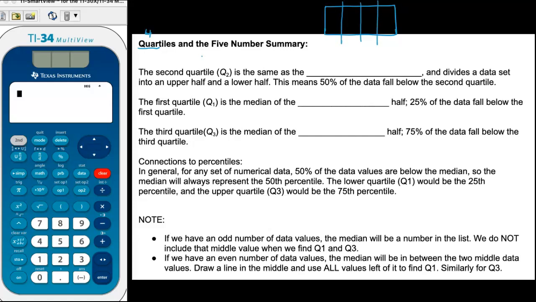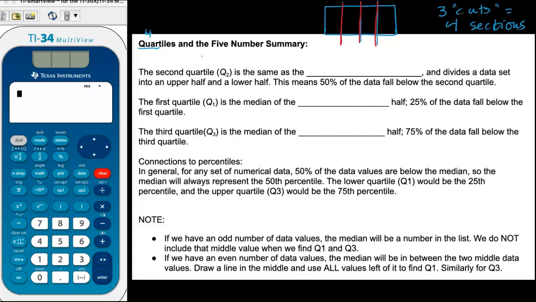So how many times did I cut the cake? Well, I cut it once, I cut it twice, and then I cut it 3 times. So basically 3 cuts equal 4 sections of equal size. So that's essentially what a quartile is.